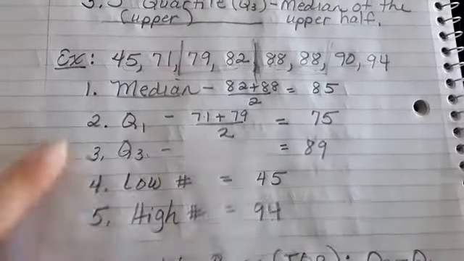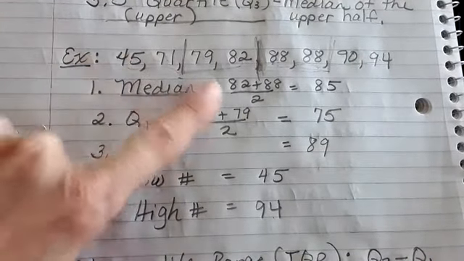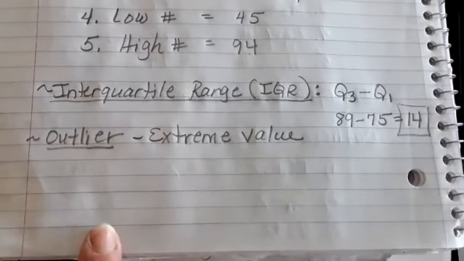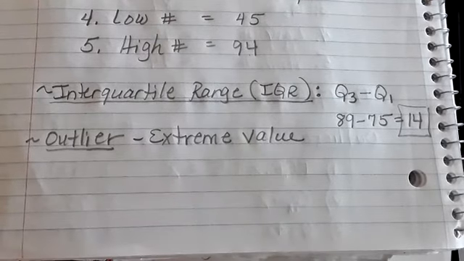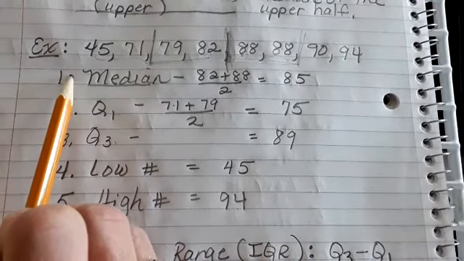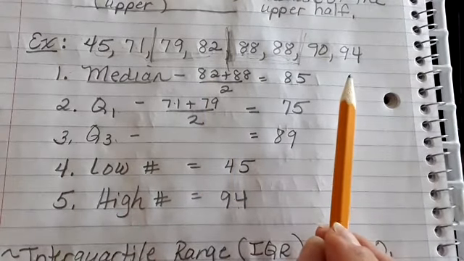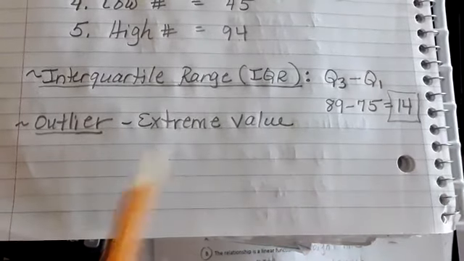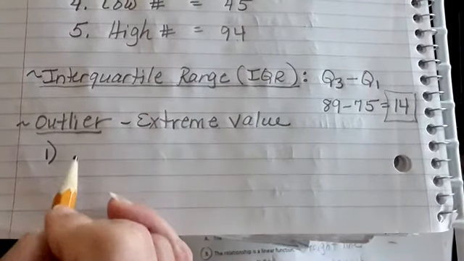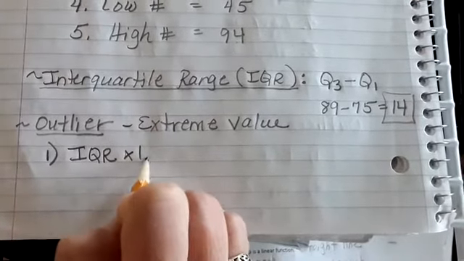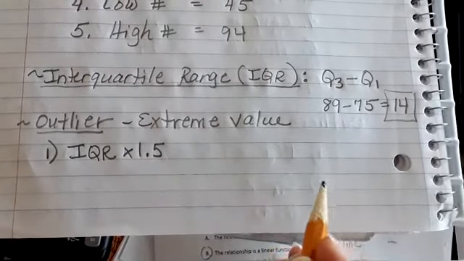In our list, it looks like the 45 is an awful lot lower than the rest of the values, possibly an outlier. We're going to use this information here to prove that it is an outlier. What you need to do is find the lowest value you can be before you become an outlier, or the highest value you can be before you become an outlier. And here are the steps you need to take to do that. The first step you need to take is take your interquartile range and multiply it by 1.5. It's always going to be by 1.5.